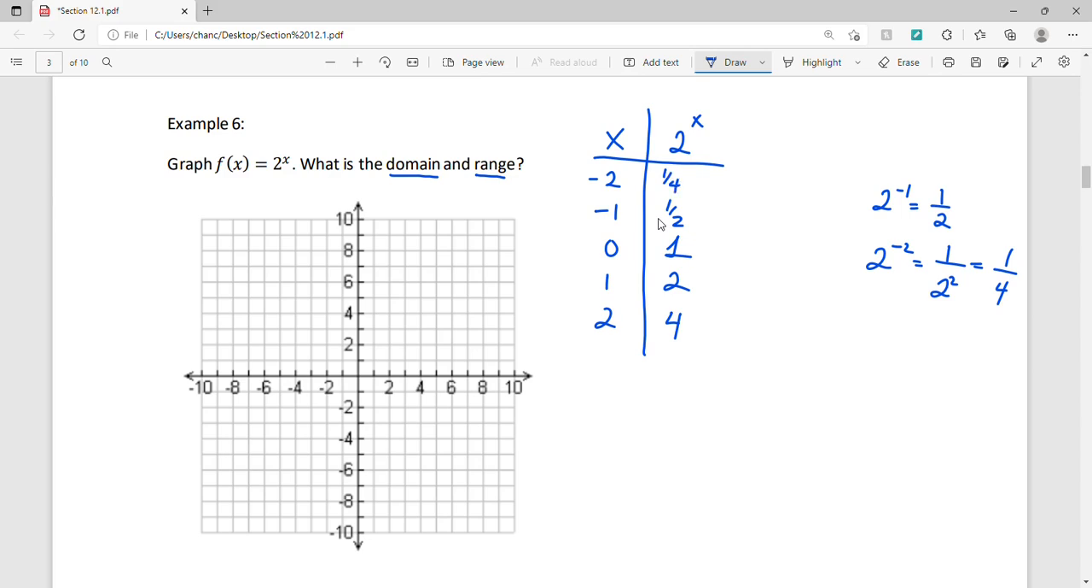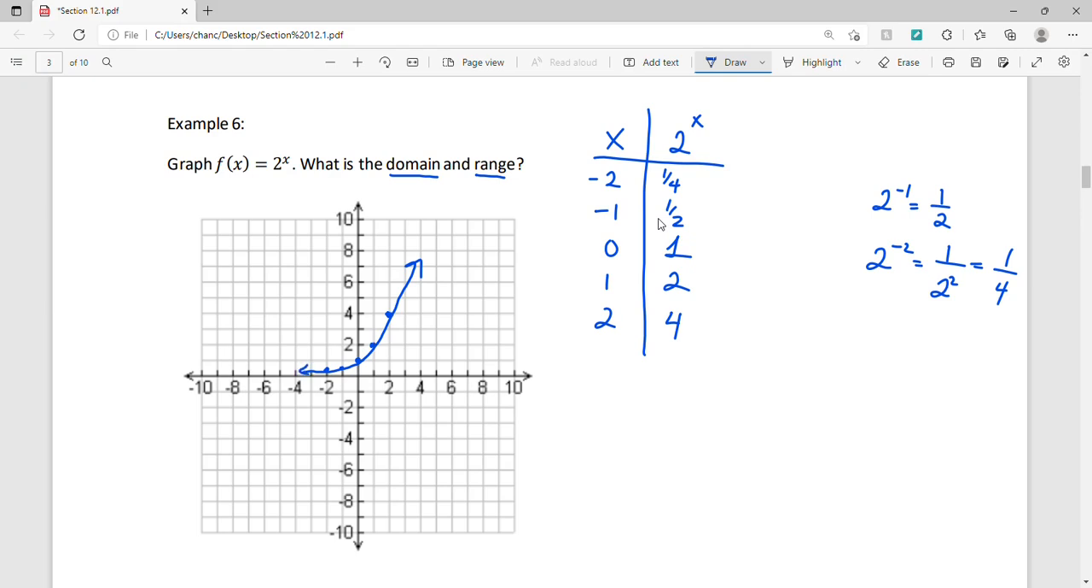So we can plot this point on the graph. I'll start with -2, 1/4. And we're just doing a sketch here, so we don't have to be perfect. -1, 1/2. 0, 1. 1, 2, and 2, 4. So this is our exponential function. It looks like a smooth curve, and it goes up forever.